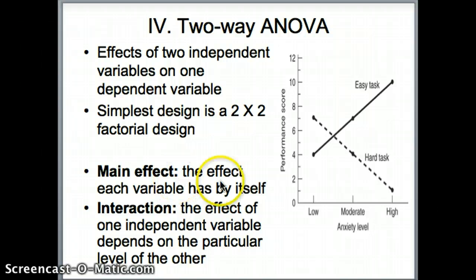So the main effect is, anxiety level impacts performance on the task, and the difficulty of the task impacts how you do on the task. So each of those two variables by themselves impacts performance. But what the two-way ANOVA gives you that you couldn't get with a one-way ANOVA is the interaction. That the level of performance, how well you're going to do, depends not just on how anxious you are, but also how good you are at that particular task.